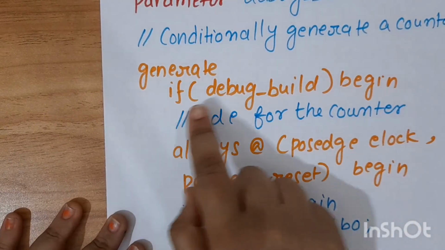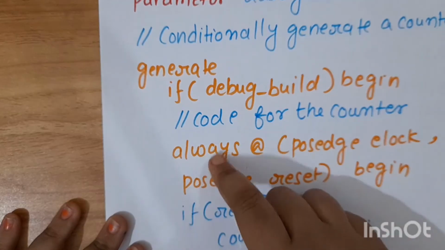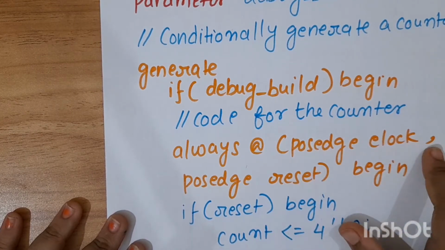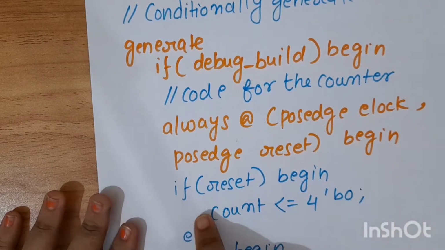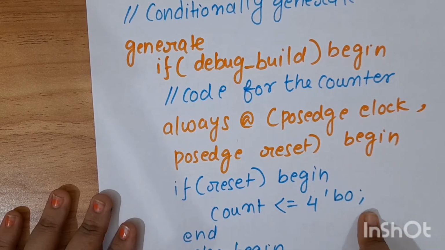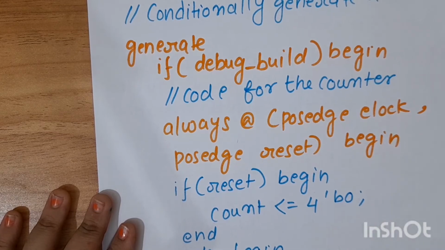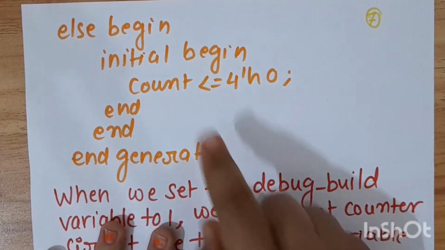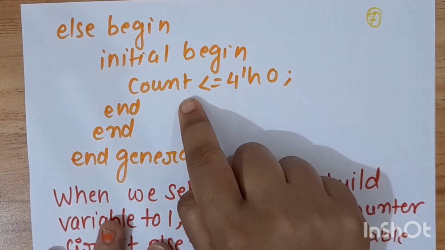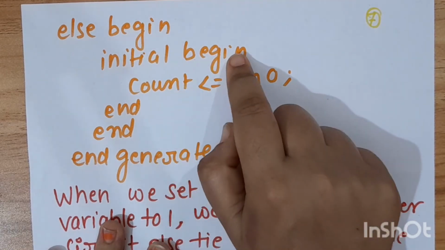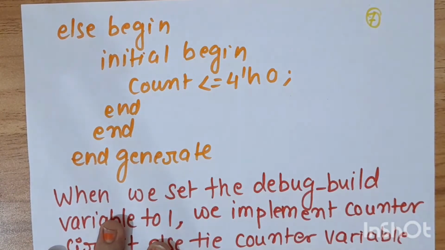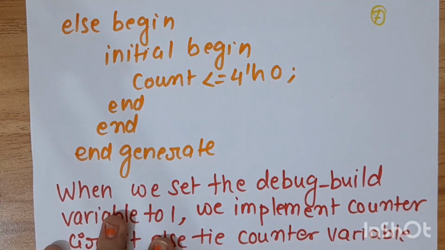Okay, generate if debug_build is there, then this always block, always @(posedge clock, posedge reset), begin if statement, count <= 4'b0; else count <= count + 1. Else begin, initial begin, count <= 4'b0; non-blocking assignment, and this end is for this begin. This end is for that particular begin. This piece of code will be included when the debug build is not there, and it is 0.